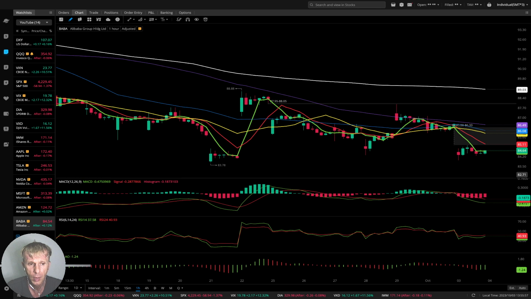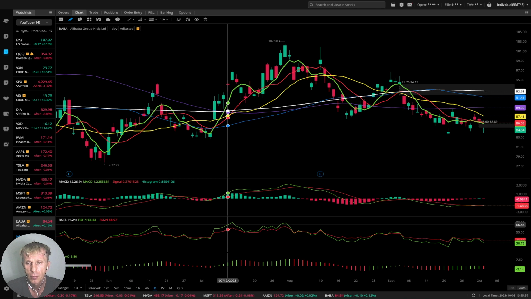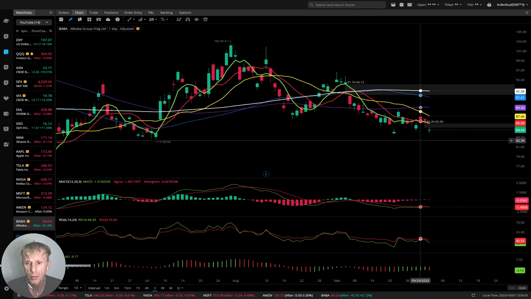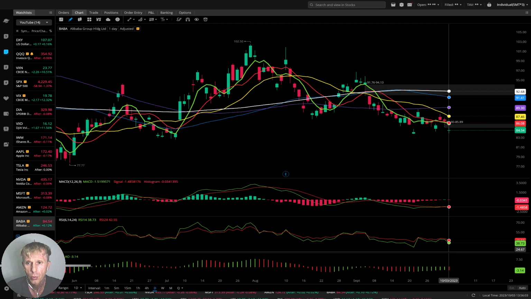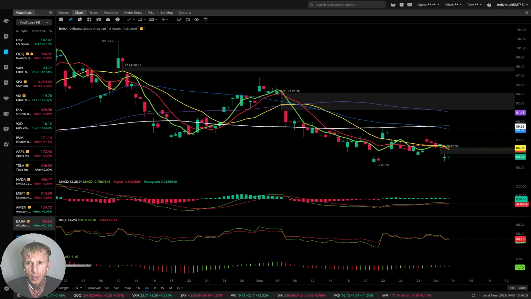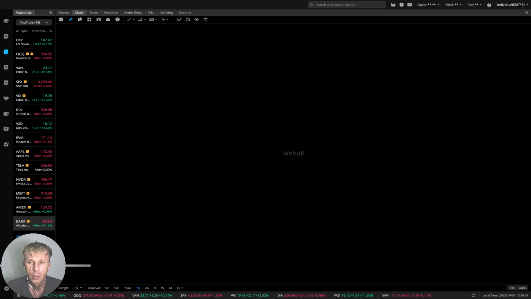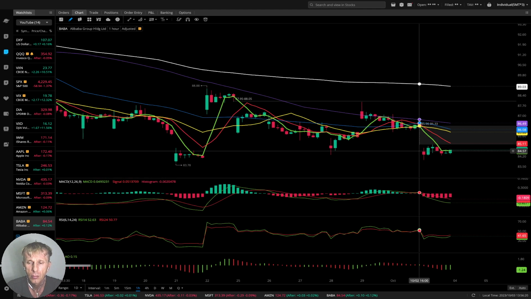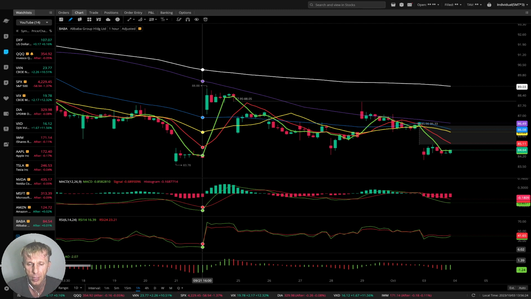Alibaba Group, BABA, daily time frame, last bar below all moving averages, bearish trend on all indicators. 4 hours time frame, last bar below all moving averages, bearish trend on all indicators. And yeah, it's bearish. And 1 hour time frame, gap down and bearish, flat bearish trend.